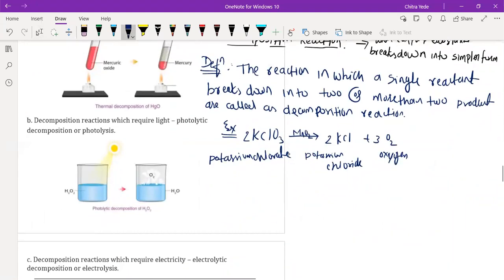Suppose calcium carbonate, CaCO3. When you heat calcium carbonate, it breaks down to form calcium oxide, and carbon dioxide gas is released. Here heat is used, so it is also called a thermal decomposition reaction.